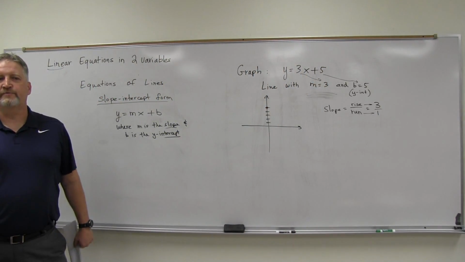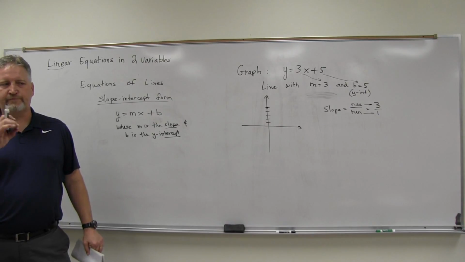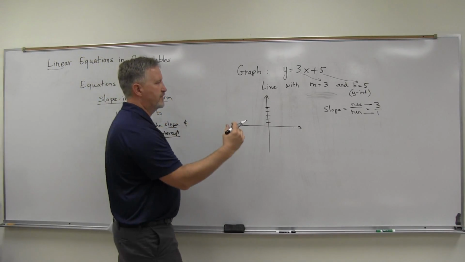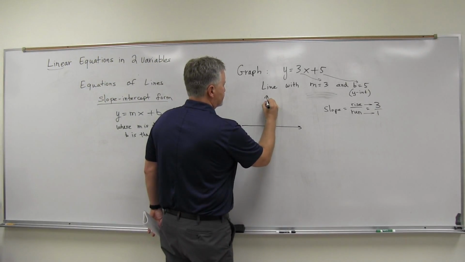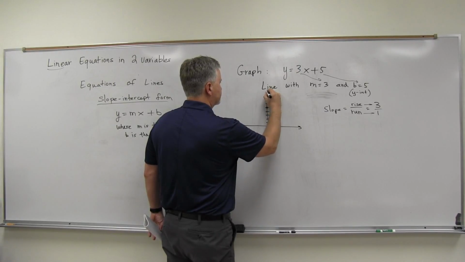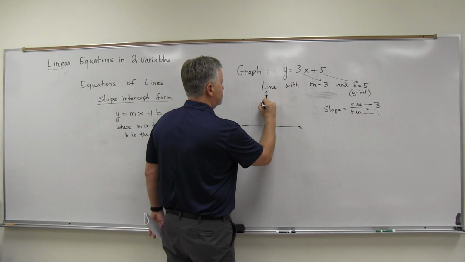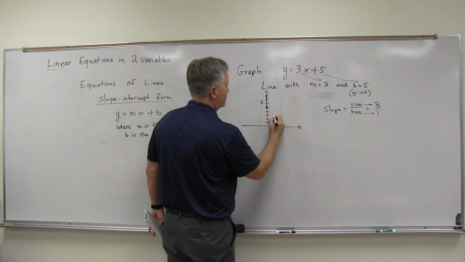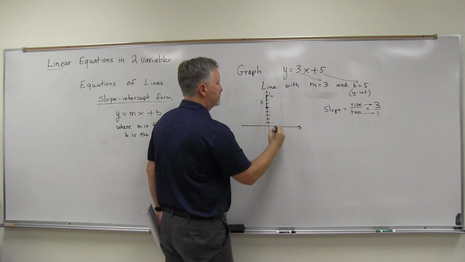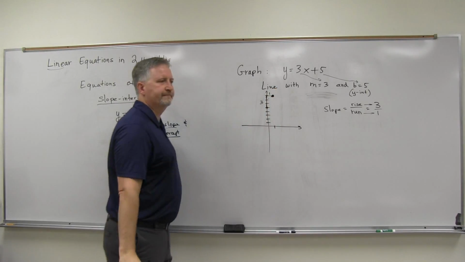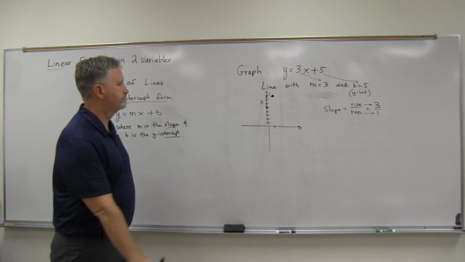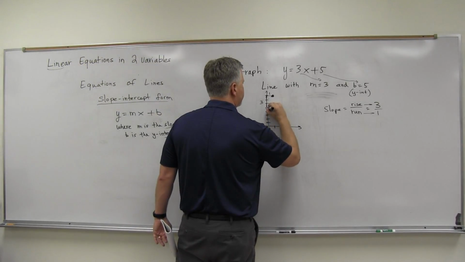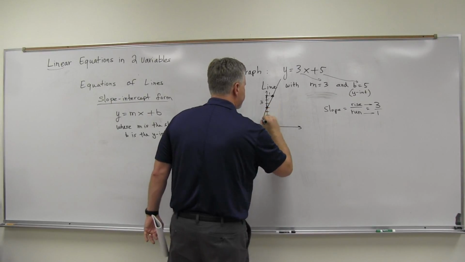If I rise 3 and run 1, that gets me to another point. So from one point to another, if I rise 3 and run 1, that gets another point. So let's do that. I'm going to rise 3 and then run 1. And that puts me at another point. 2 points to determine a line, so I know the line. Yes?